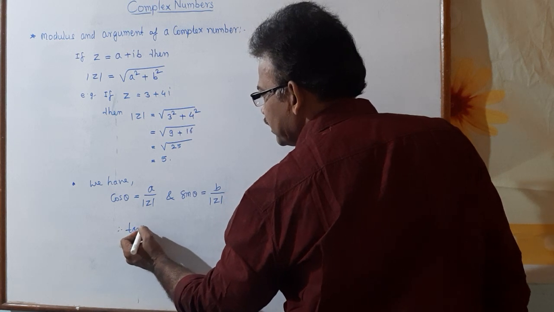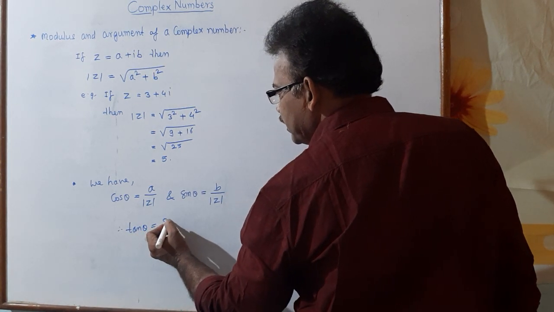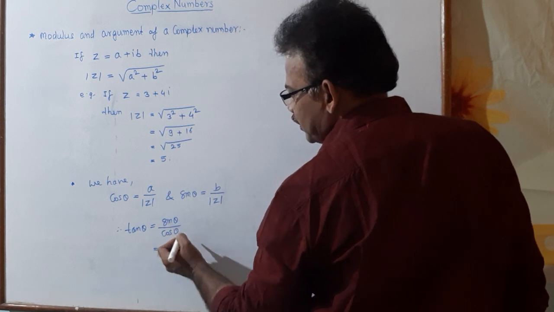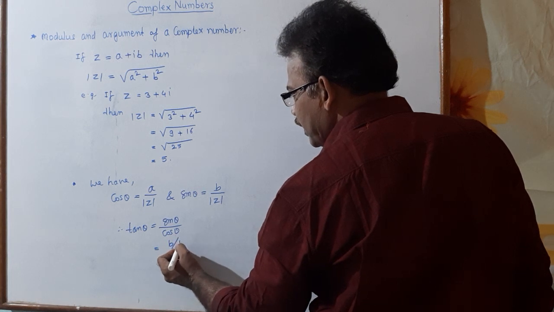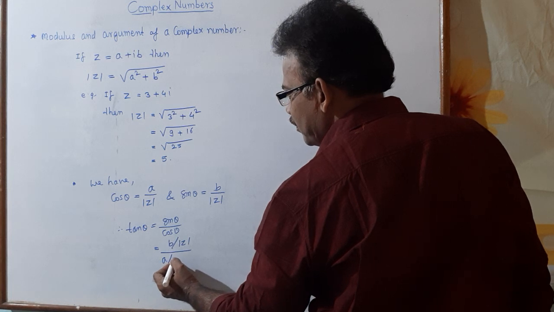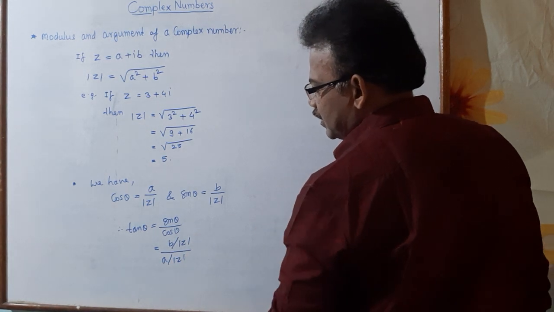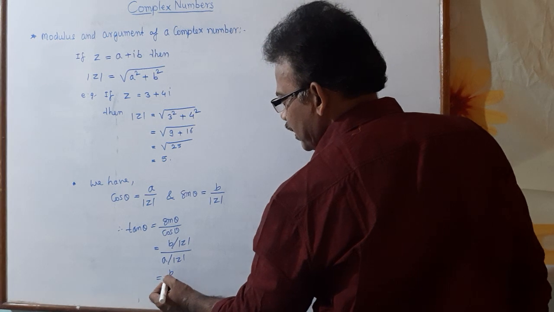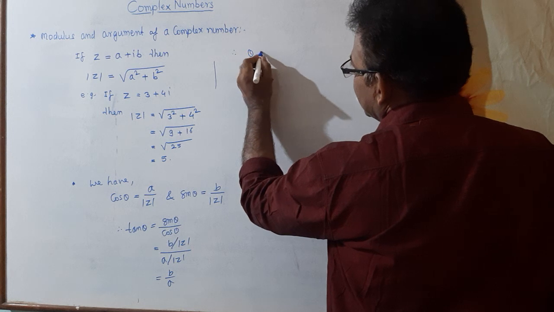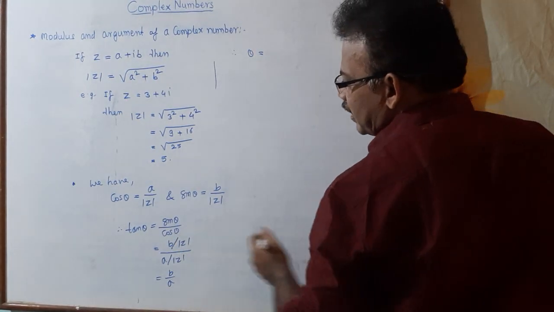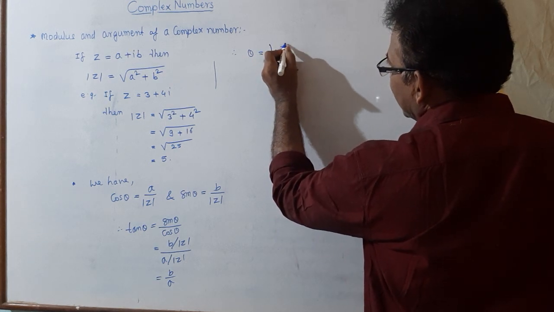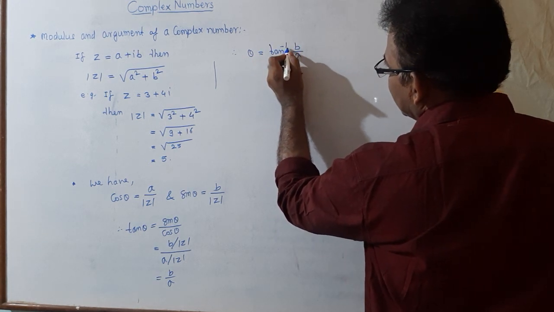what is tan theta. We know the definition, tan theta means sin theta divided by cos theta. Putting values here, sin theta is b divided by mod z, and cos theta is a divided by mod z. So here mod z cancels, and we get b divided by a, and from this we can find what is theta. So theta is equal to, by taking tan inverse on both sides, tan inverse b divided by a.